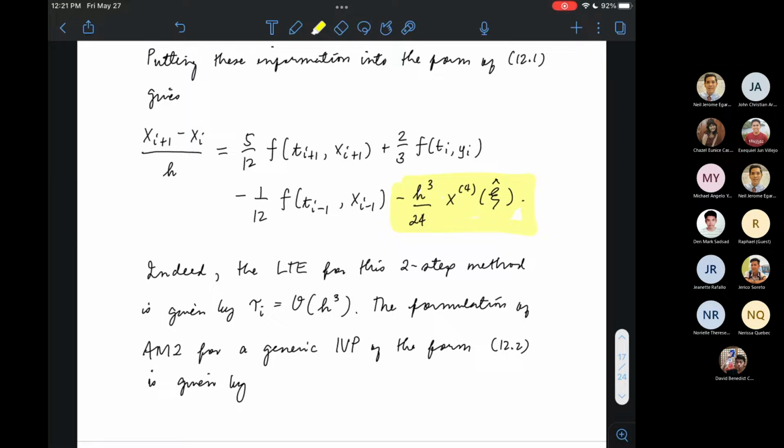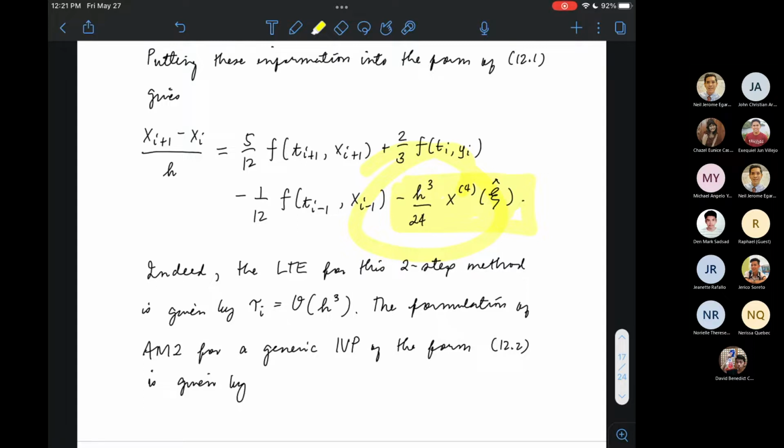Kasi na-note na natin kanina, mas malaki ng isang degree yung error term dun sa Lagrange interpolating polynomial. So ibig sabihin si Adams Moulton magkakaroon ng isang degree na mas mataas kesa dun sa Adams Bashforth. Okay? So that means, yeah, this is to be expected that the local truncation error for AM2 is big O of h to the third compared dun sa AB2. So yung Adams Bashforth na 2 steps din, pero of order big O of h squared lamang siya.